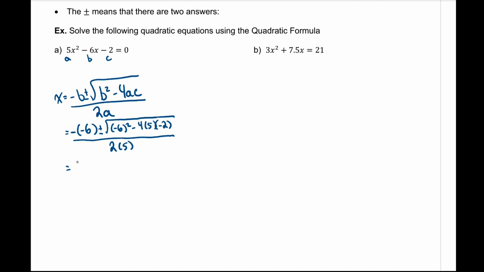Here, we're going to simplify as much as we can. So negative 6 just works out to positive 6, plus or minus the square root of 36 minus 4 times 5 times negative 2. So we get minus negative 40, all divided by 10. We're going to keep going and simplifying. 36 minus negative 40, or 36 plus 40, becomes 76, divided by 10.